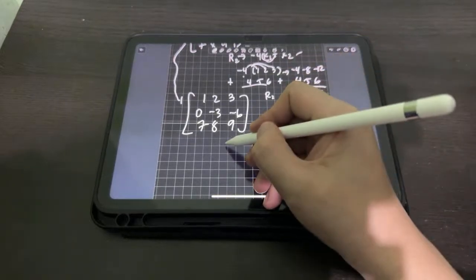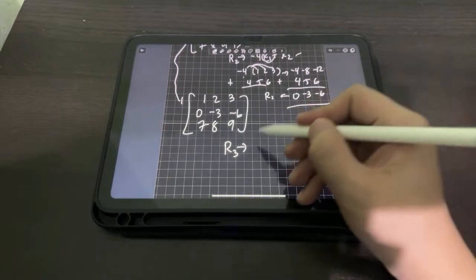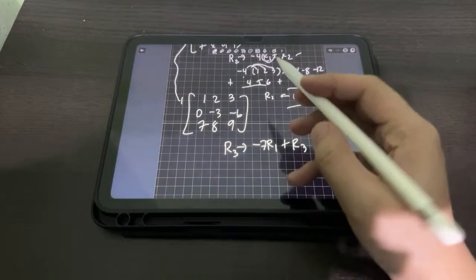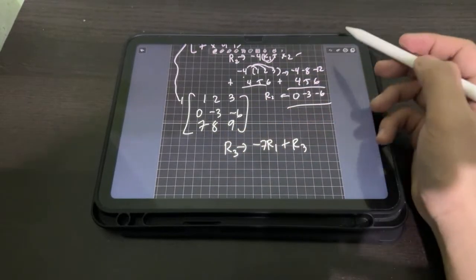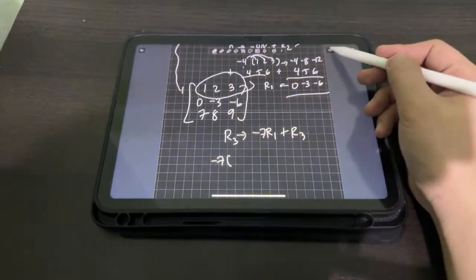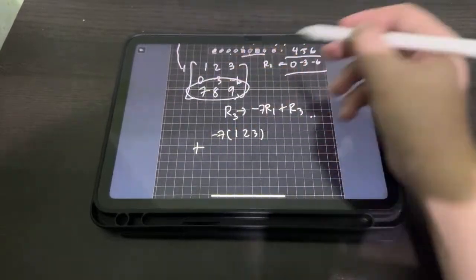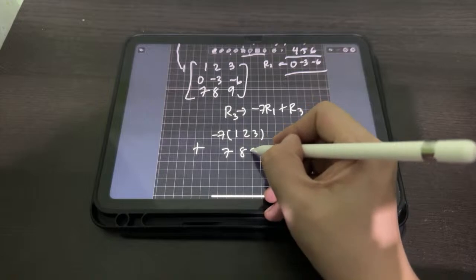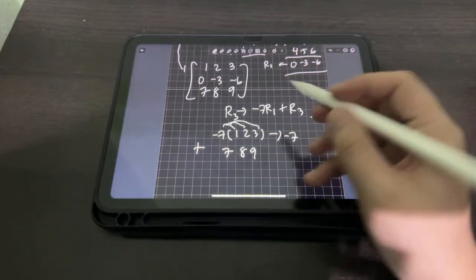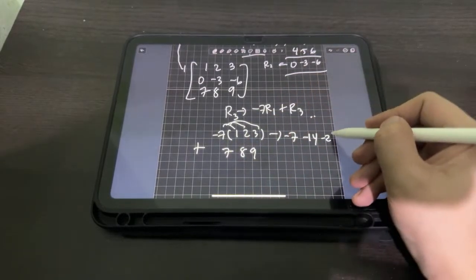So if we try to have the new form of R3 equal to negative 7R1 plus R3, we can make this entry 0, right? So we have negative 7 times the entries in R1, 1, 2, 3, plus R3, which is 7, 8, 9. So distribute the negative 7. Negative 7 times 1, negative 7. Negative 7 times 2, negative 14. Negative 7 times 3, negative 21.